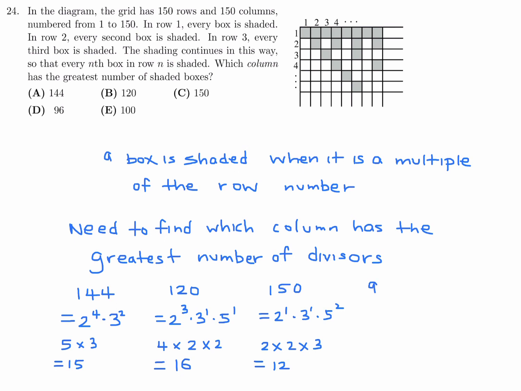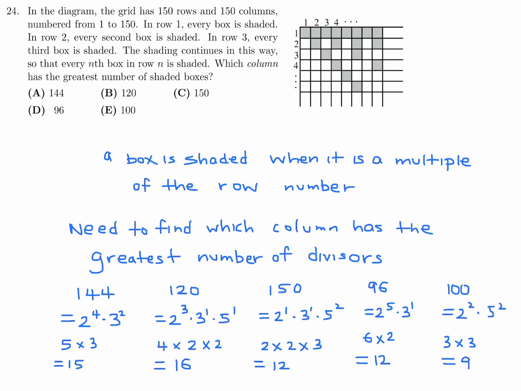Now 96 is my next answer choice. What is 96? It's 2 to the power of 5 times 3 to the power of 1. So that would mean 5 plus 1 is 6, 1 plus 1 is 2. So that means that's 12. 12 factors of 96. And finally 100. 100 is, in terms of prime factors, 2 to the power of 2 times 5 to the power of 2. And same system, 2 plus 1 is 3 times 2 plus 1 is 3, 9 factors.